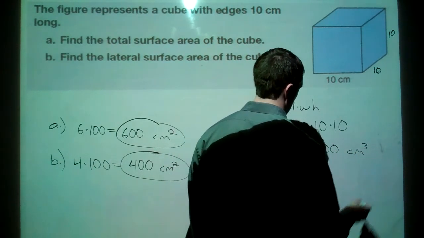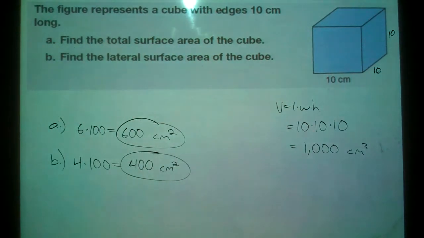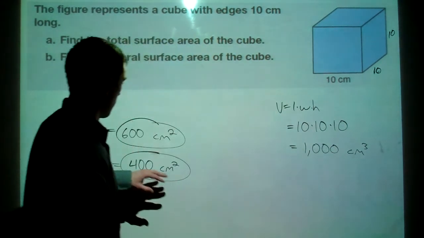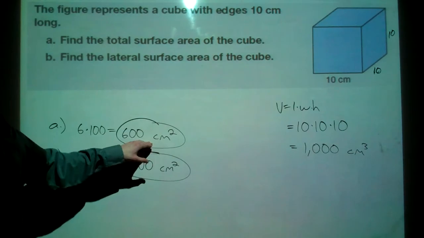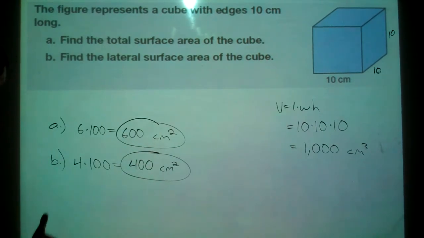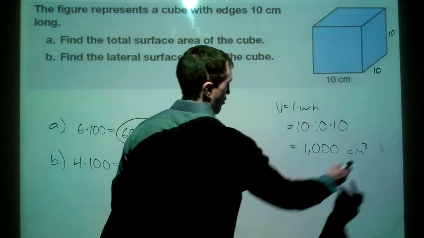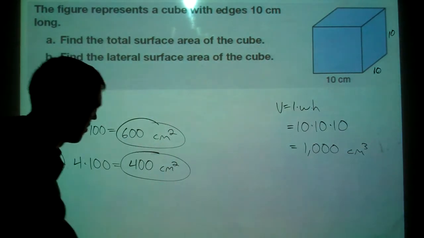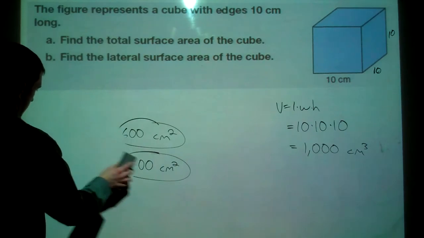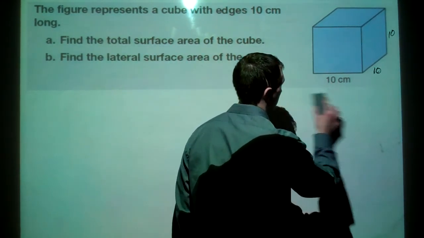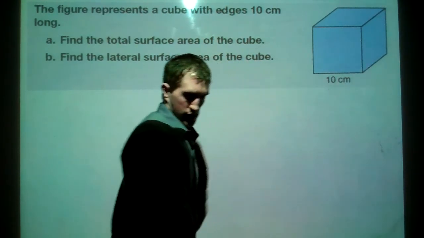cubic centimeters. So the difference between volume and area. How much space can we fit into that cube? What is the total area of all the faces added together? So that's the difference there. Notice 2-dimensional, 3-dimensional right there. Area is a 2-dimensional concept, volume is a 3-dimensional concept. Alright?